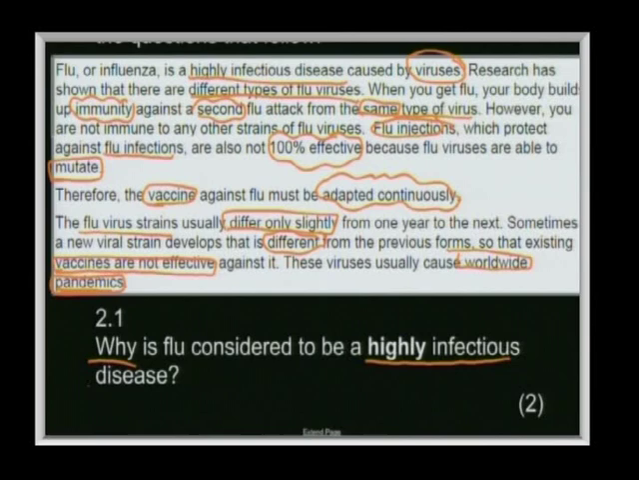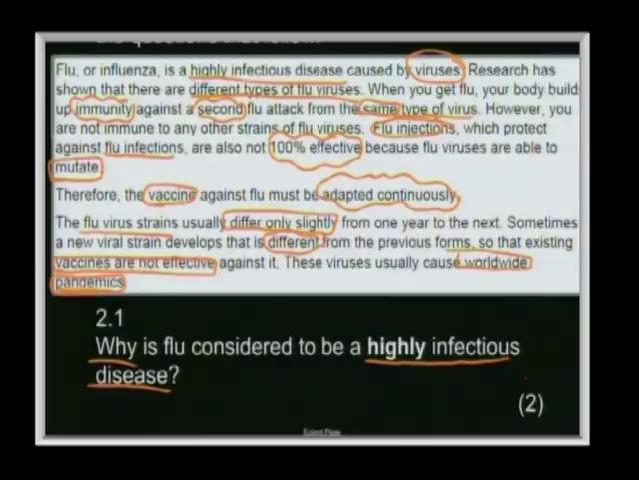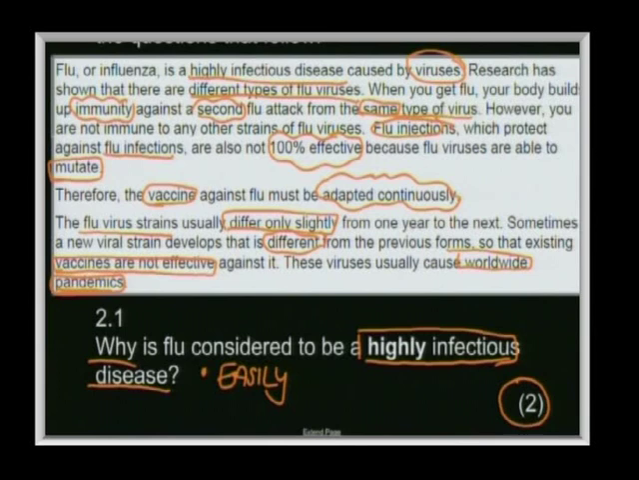First question, why is flu considered to be a highly infectious disease? Flu is one of the viral diseases that is transmitted incredibly easily from one person to the next. You will find flu viruses in droplets that are projected out of a person's mouth and nose whenever they sneeze. So to answer this question, first of all, look at the mark allocation. This is for 2 marks. So why is it highly infectious? We're going to start by saying that it's easily transmitted. And you could mention here via things like droplets or by contact.